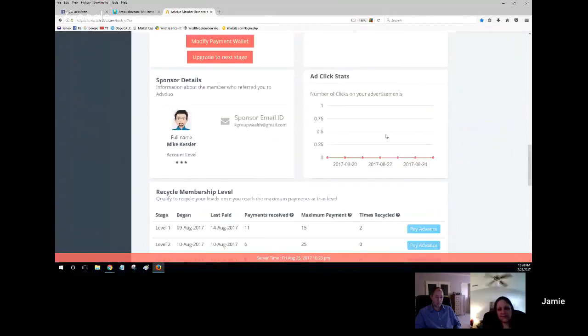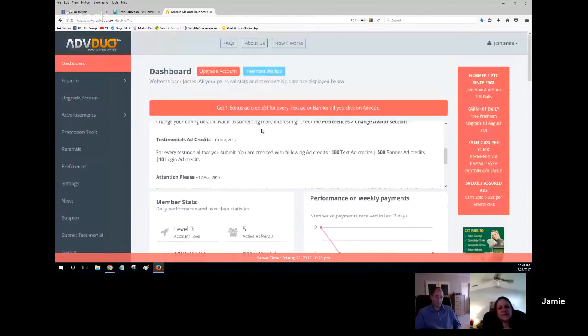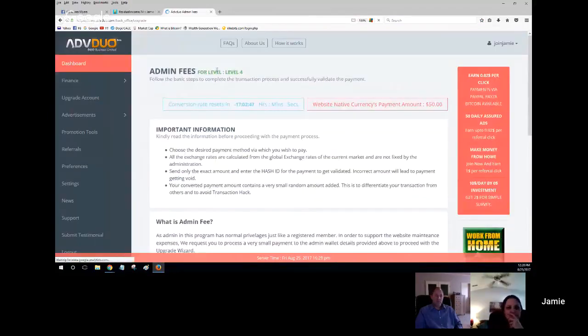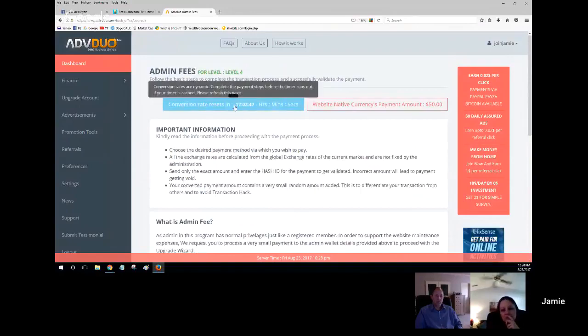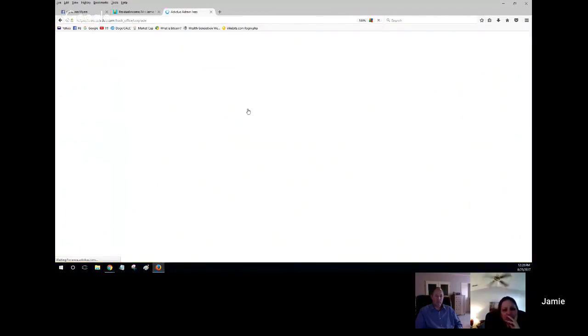Okay, so let's talk logistics. How do you do it? It's pretty self-explanatory. I'm not going to do it in whole, but basically I'll cover it real quick. When you upgrade your account, first level, there's no admin fee. If you see a negative here, see this conversion rate, just refresh your screen. That's all you got to do. Just refresh it and it'll go positive.